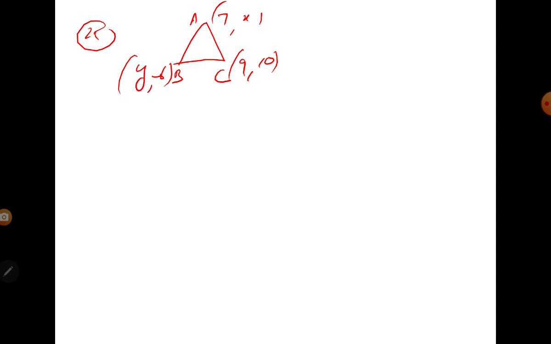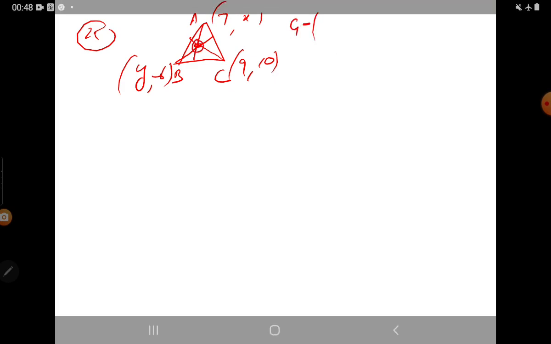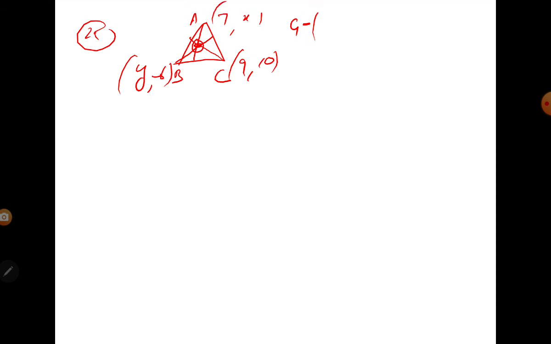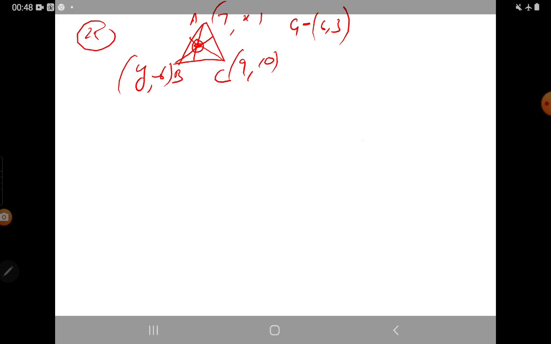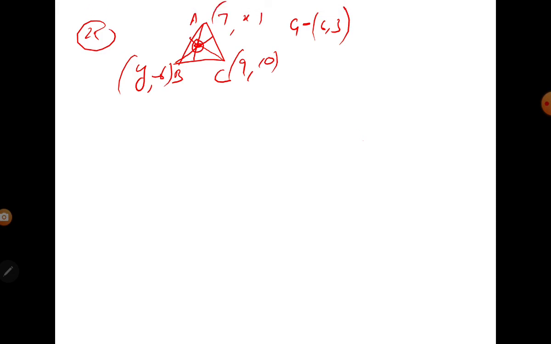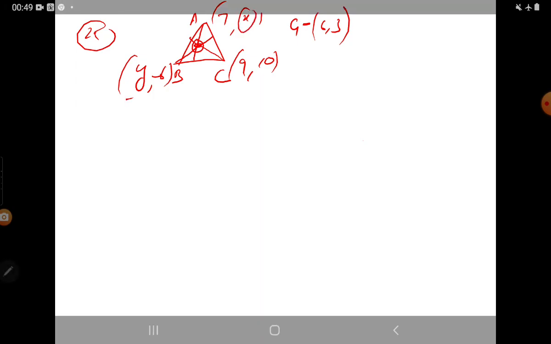Okay, so these are the coordinates of the triangle, and the centroid formed by this triangle, let it be G. This is G. The coordinates of G are given as 6 and 3. G is the centroid. You have to find x and y. Then what are x and y? X and y are the coordinates that you have to find.